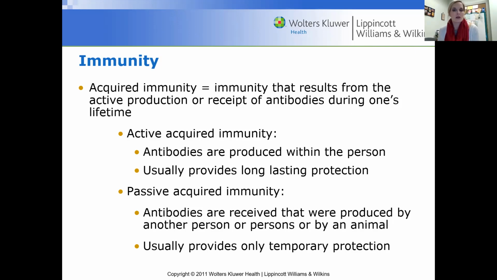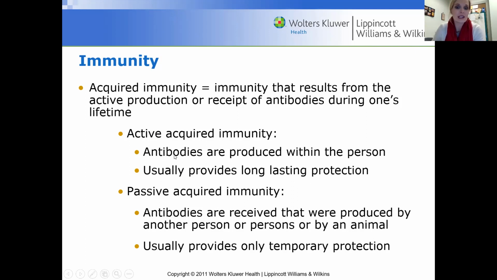Acquired immunity means immunity that results from the active production or receipt of antibodies during our lifetime. So again, antigens are those foreign materials, those invaders that make their way into our body, and then we create antibodies in response to those. So we ourselves create those antibodies, but sometimes we have to receive those antibodies. So that's what we're going to take a look at today. We're going to see the difference between us producing the antibodies, where you're going to see the term active, and if we have to receive the antibodies, in other words, if they're being passed on to us, that's going to be called passive.